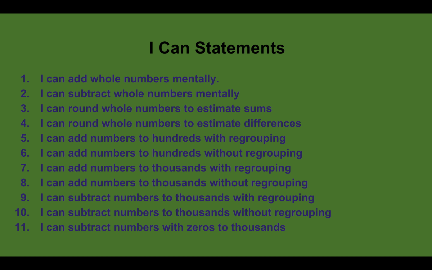I can round whole numbers to estimate sums. I can round whole numbers to estimate differences. I can add numbers to hundreds with regrouping. I can add numbers to the hundreds place without regrouping. I can add numbers to the thousands place with regrouping. I can add numbers to the thousands place without regrouping. I can subtract numbers to the thousands place with regrouping. I can subtract numbers to the thousands place without regrouping. And I can subtract numbers with zeros to the thousands.